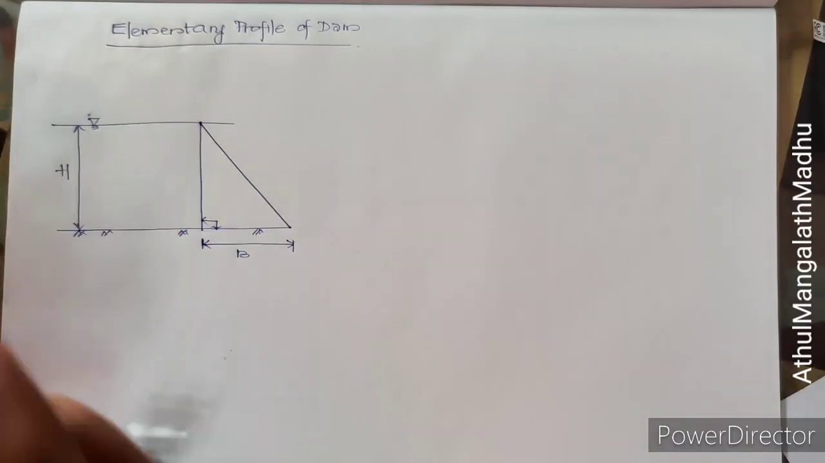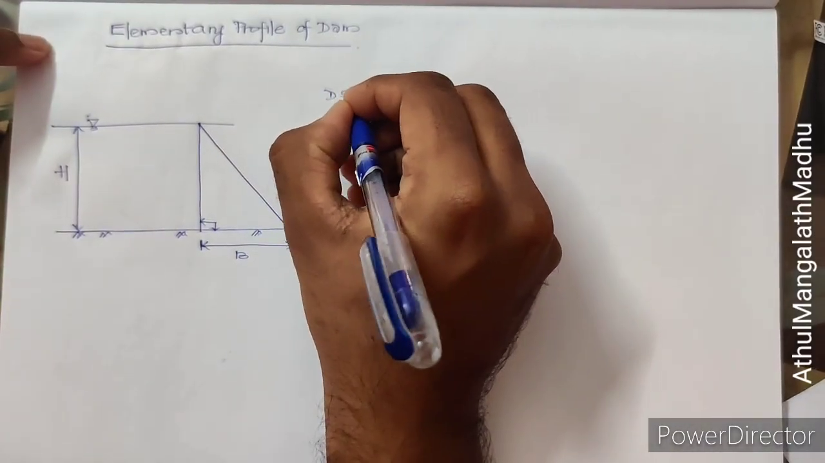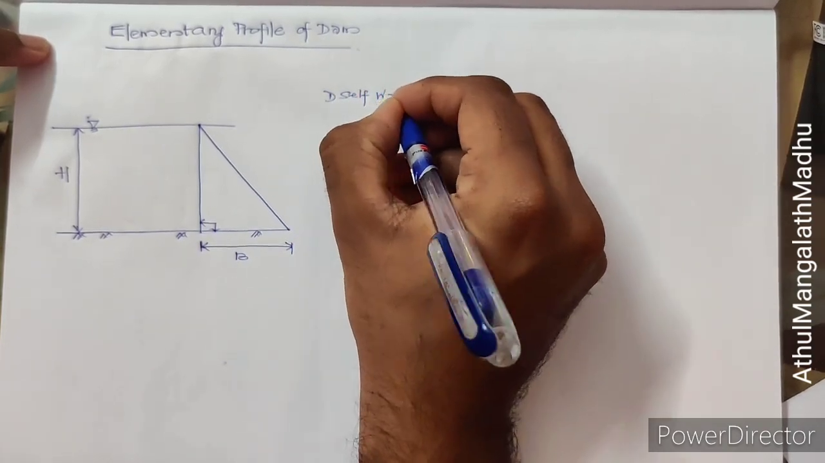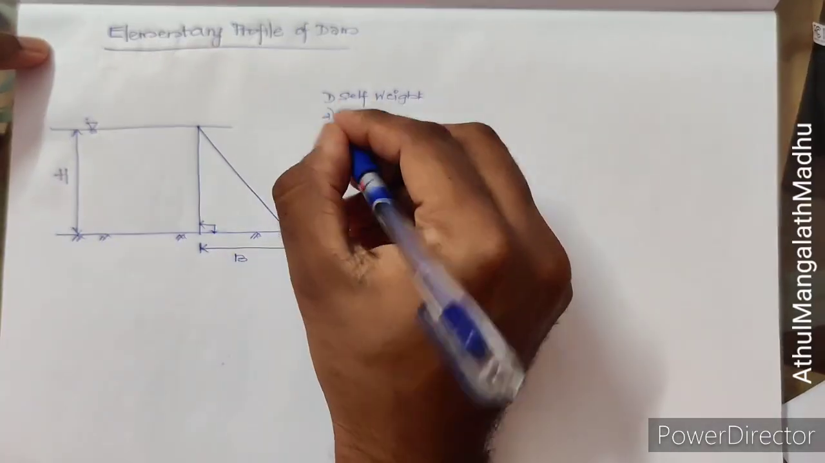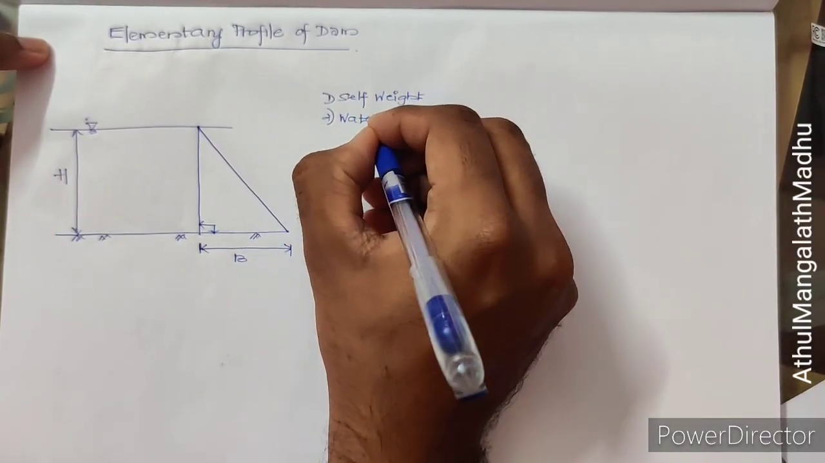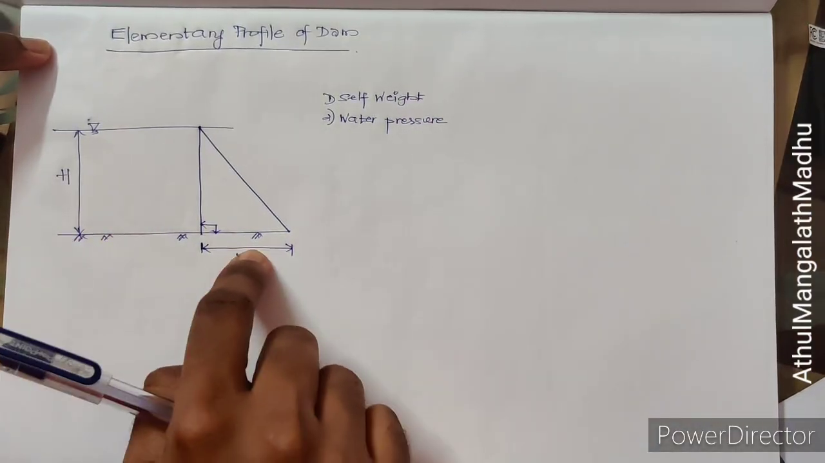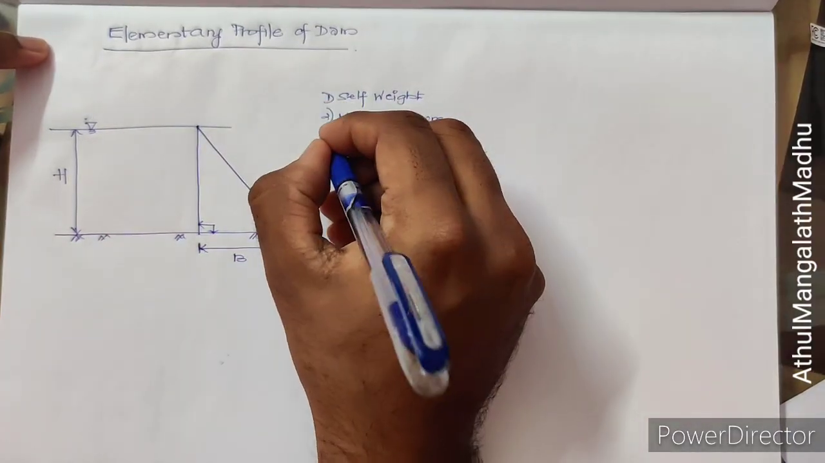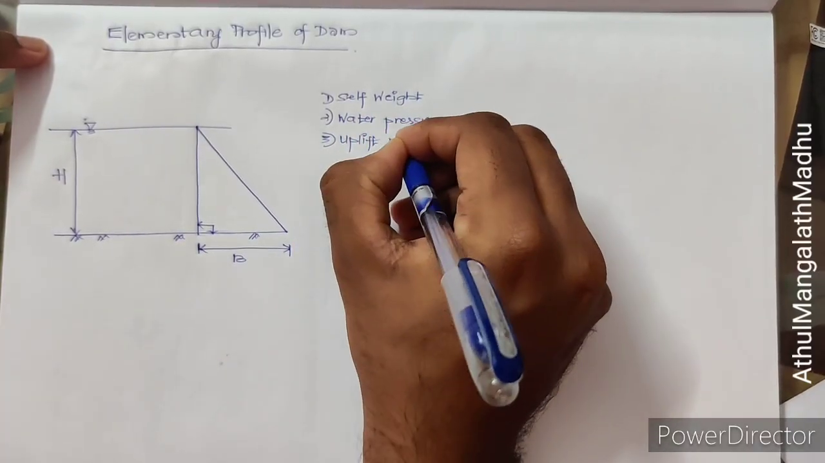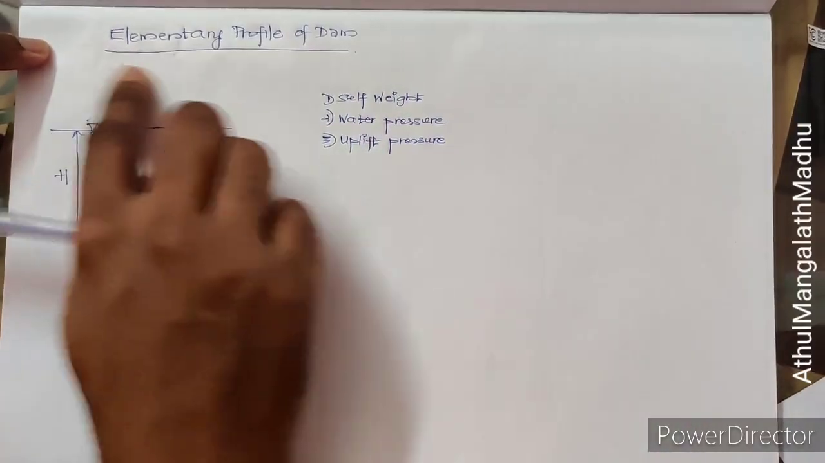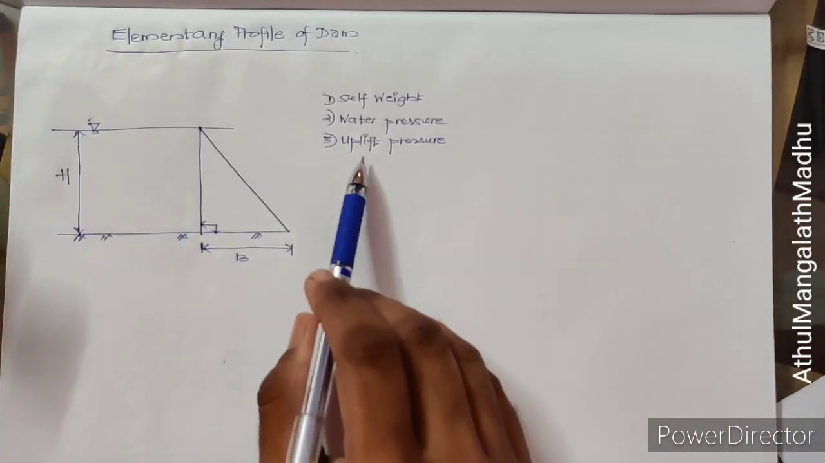Okay, fine. Now for considering the elementary profile of a dam, you have to consider three forces. One is, of course, it's a gravity dam, so it should have its self weight. The second thing, as water is there, there will be water pressure acting. And as water is there, water will be seeping downwards and it will be exerting a pressure in the upward direction, and that's called the uplift pressure. So remember, while considering the elementary profile of a dam, only three forces have to be considered: self weight, water pressure and uplift pressure.